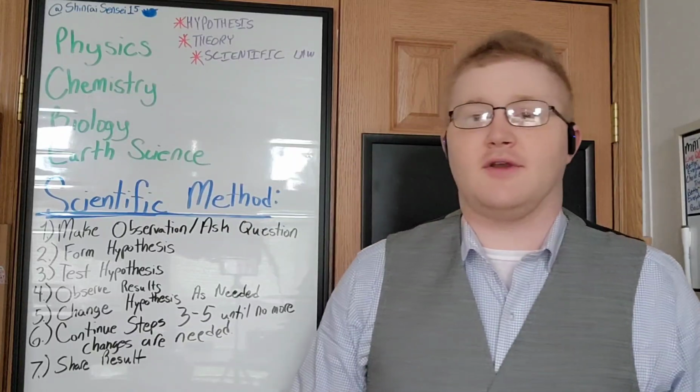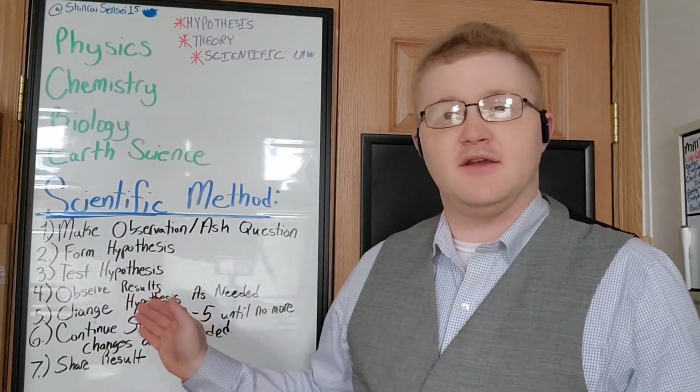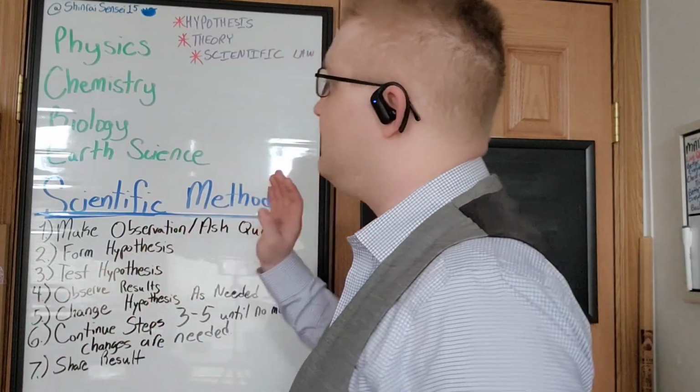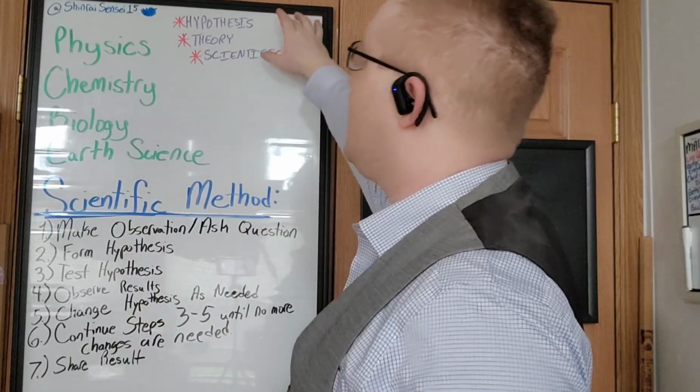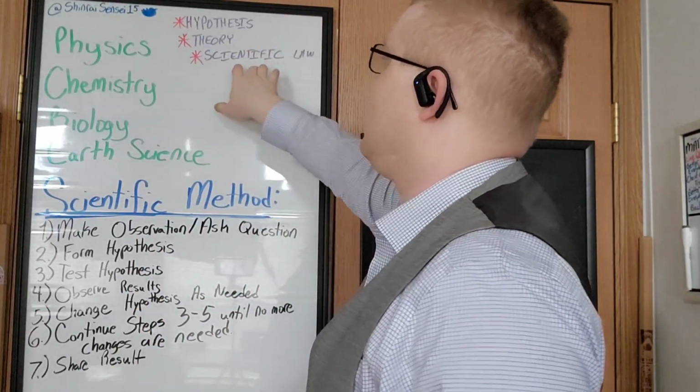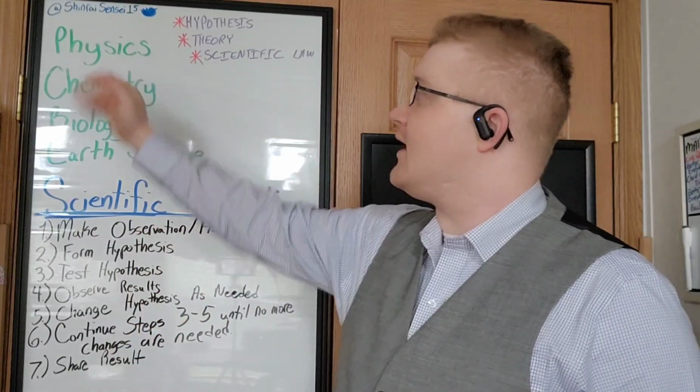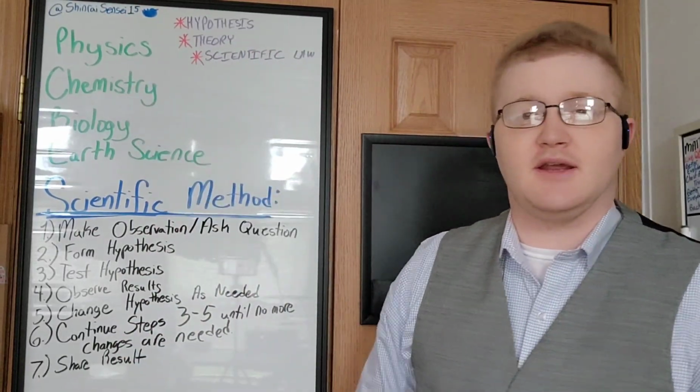Today, we're going to be covering the basics of the scientific method, as well as the different basic branches of science and the differences between a hypothesis, theory, and a scientific law. So, we're going to begin with the types of sciences that you can encounter.